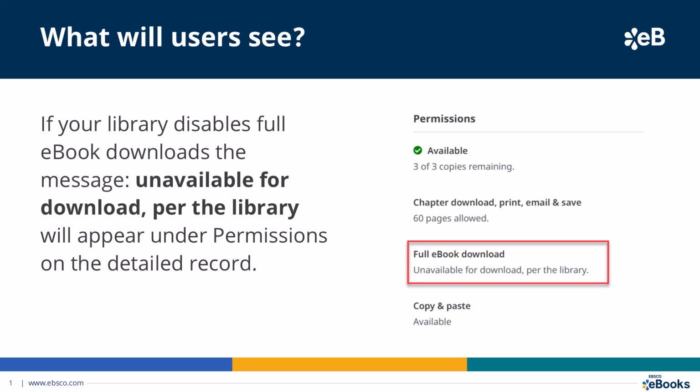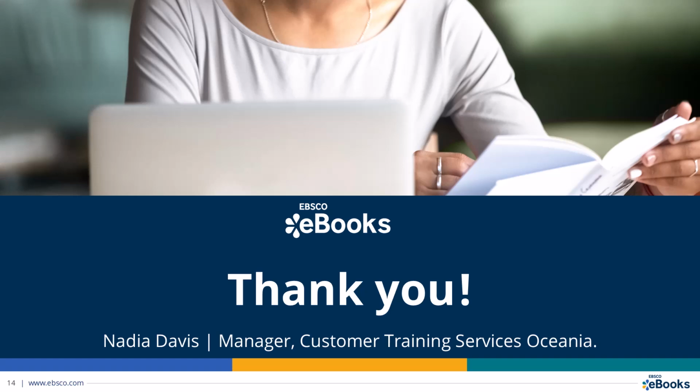When full ebook downloads are disabled by the library administrator, the message Unavailable for Download per the library will appear under Permissions on the detailed record. That concludes this video on how to control ebook downloads using eBook Manager.